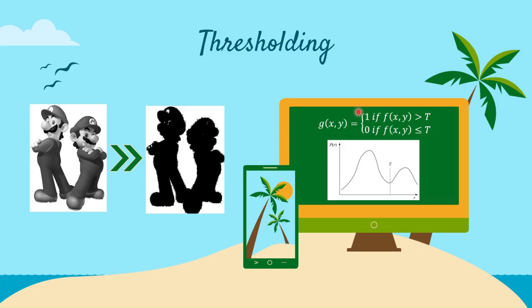To determine the appropriate threshold value T, an analysis of the image histogram must be performed. This involves identifying the peaks and valleys in the histogram. The grayscale value at the deepest valley between two peaks is selected as the threshold T, ensuring an effective separation of regions in the image. In programming, thresholding is implemented using the function cv2.threshold.